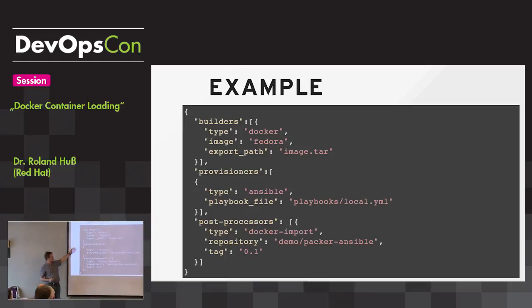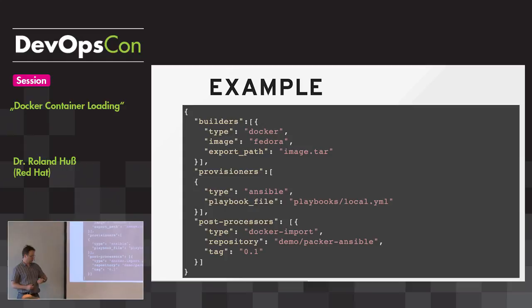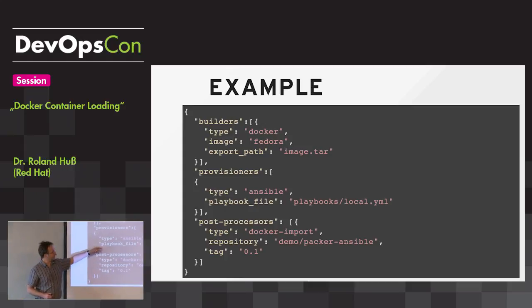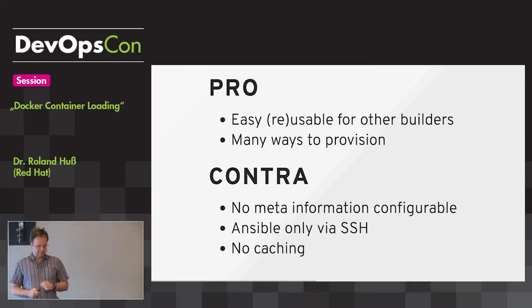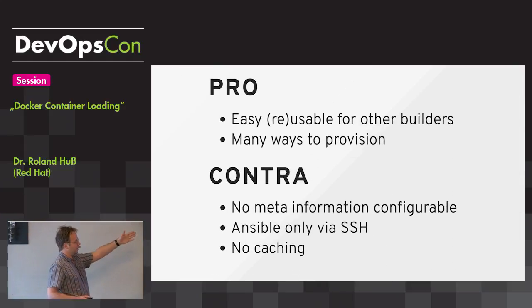Then the next thing is what you want to provision. Here again, in this example, I took Ansible, but it could be any other configuration management system. And at the end, we have Docker import, which simply takes this image tar, which has been created after this step, and imports it and creates a new Docker image. So it's quite simple. It's easy.